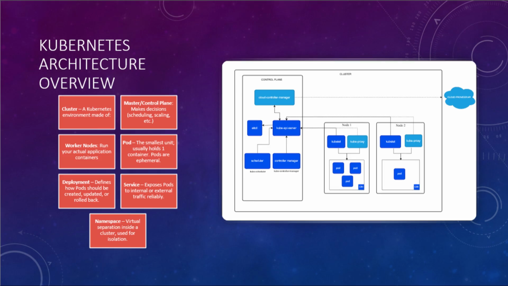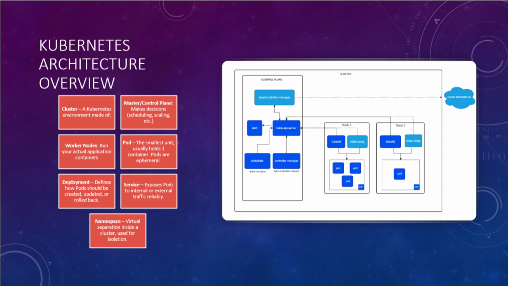Kubernetes architecture overview. Now let's break down how Kubernetes works under the hood. Don't worry, we'll keep it beginner friendly. Key concepts. Cluster: a Kubernetes environment made of a master control plane that makes decisions, scheduling, scaling, etc. Worker nodes run your actual application containers. Pod: the smallest unit, usually holds one container.